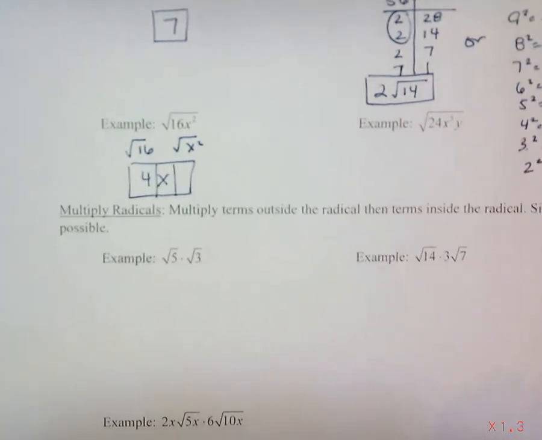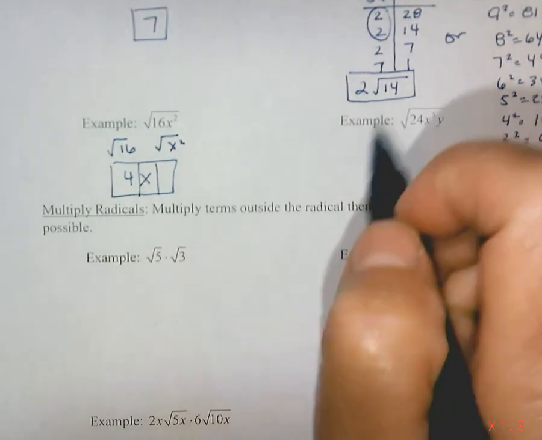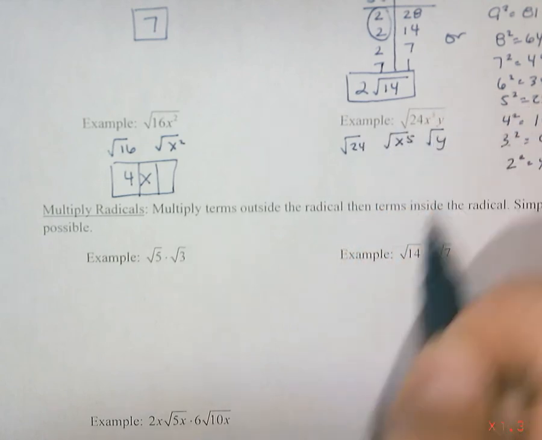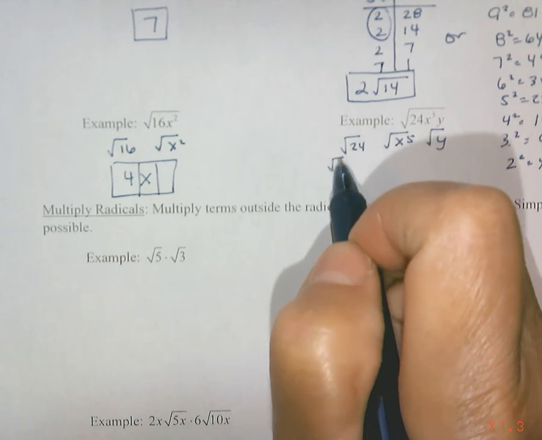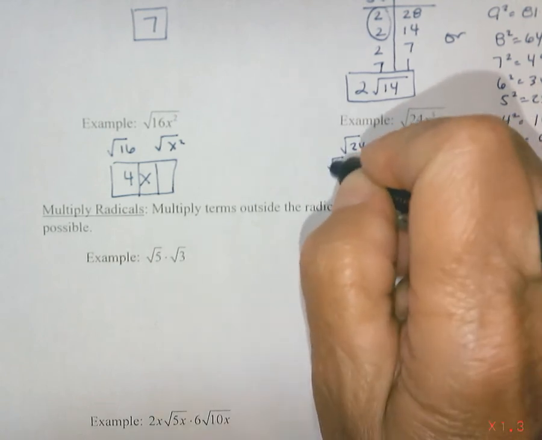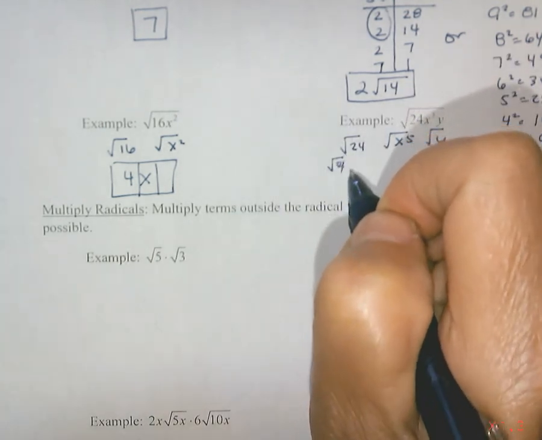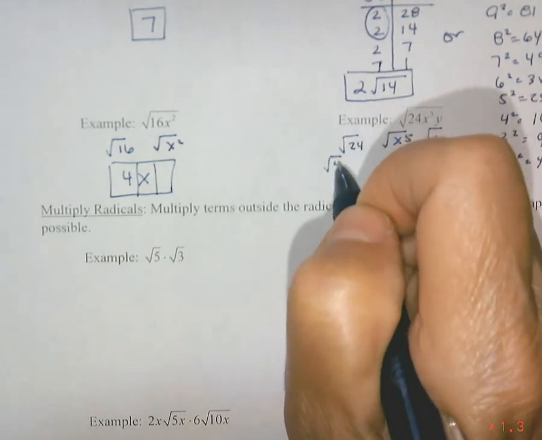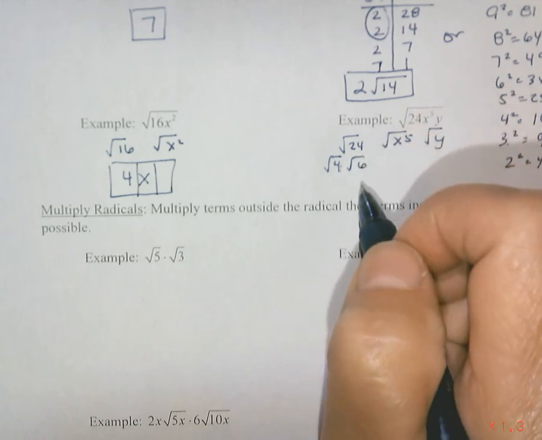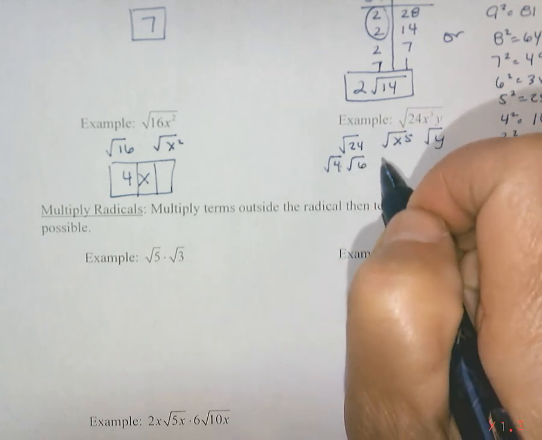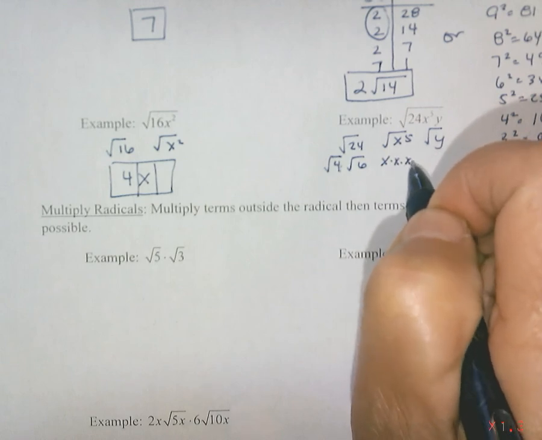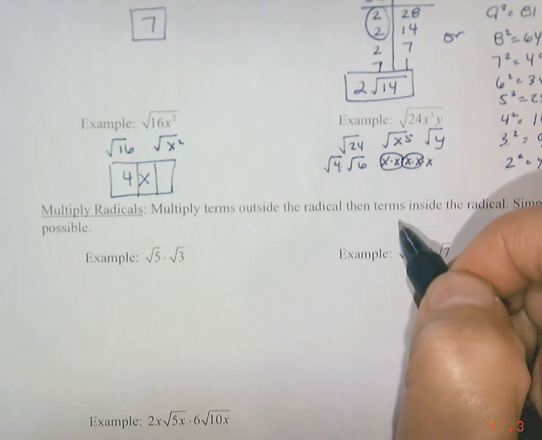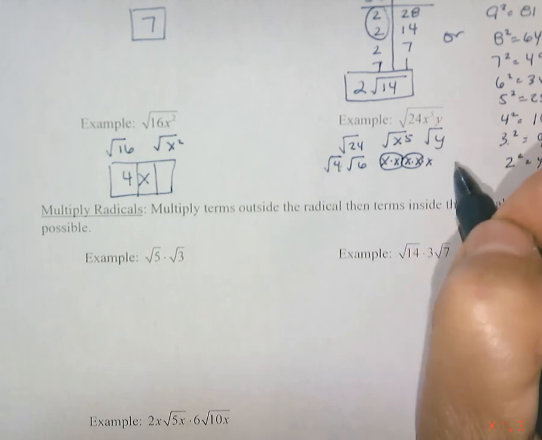So the next one is the square root of 24, square root of x to the fifth, and square root of y. 24 is going to be the square root of 4 times the square root of 6. x to the fifth is going to be x five times, so I have a pair of x's here and a pair of x's here. And then y doesn't break down at all.